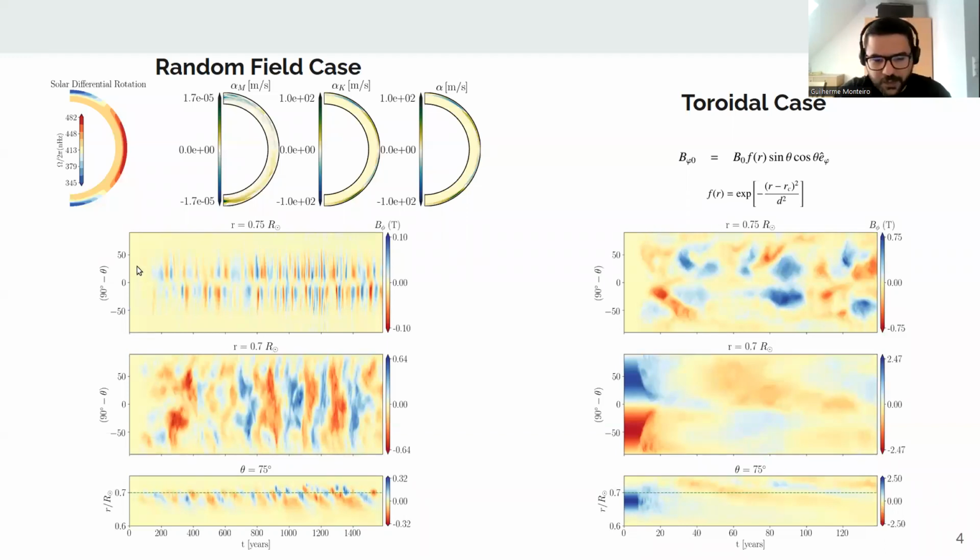It would be basically zero everywhere, but very small values. And by inputting the solar-like differential rotation, what we observed was that the field started to reorganize in itself and amplifying, and then displaying some dynamo-like characteristics, such as cycling, polar migration, and equatorial migration.